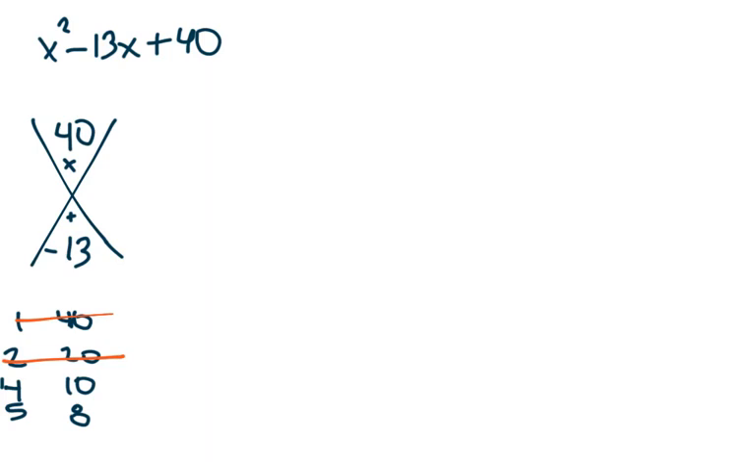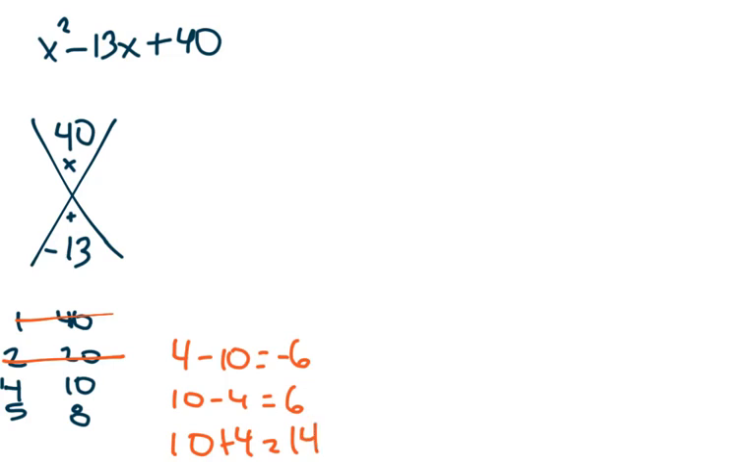4 and 10, well, 4 minus 10 equals -6. 10 minus 4 gives me +6. Or if I just add them together, 10 plus 4 equals 14. Close. And then -10 minus 4 equals -14. So that was the closest we've gotten, but it isn't -13, so that's not going to work.